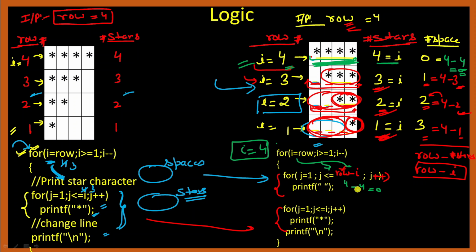See, j is starting from 1, and I am saying j less than equal to 0, which is false. 1 is less than equal to 0, false. So this loop will not run for the ith row. No spaces will be printed. Now we will come here.